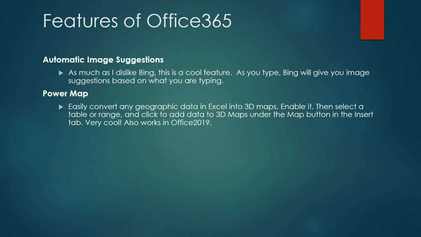Power Map is pretty amazing. You can easily convert any geographic data in Excel into a 3D map. You just have to enable it and then select a table or a range of data and click to add to 3D maps. It's in the Map button in the Insert tab. This also is part of 2019. It's really cool. I just recently found this, and if you have a bunch of sales data, let's say, and it includes territories, or even customer names with addresses, it'll show up on a map. The density of the color on the map relates to your data. So it's really cool. You should play with that.